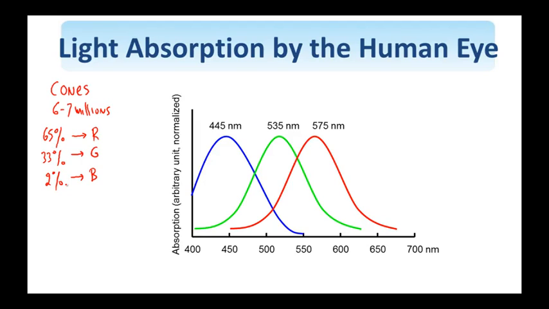Due to these absorption characteristics of the human eye, colors are seen as variable combinations of the so-called primary colors, the RGB.